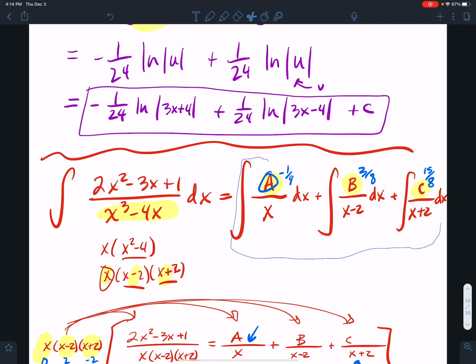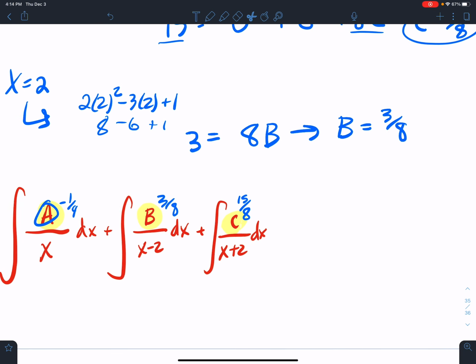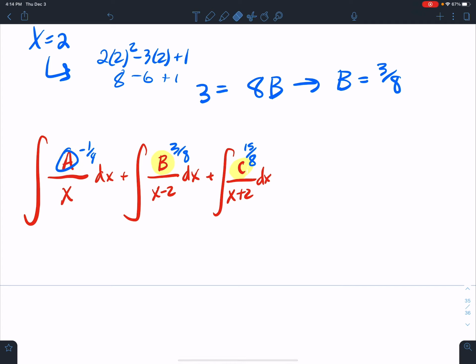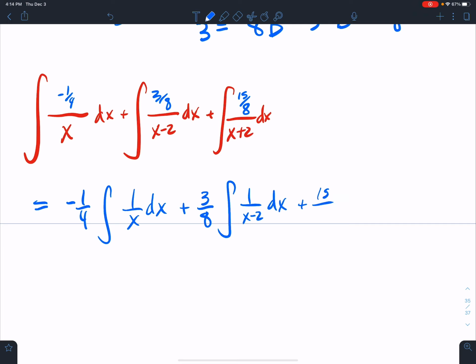Yikes. Okay, so let me try to clean that up a little bit. So when I substitute those values in, here's what I see, my constants. One thing I like to do, since it's just a constant, you can pull that out of the integrand and just put it in front of the integral here. 1 over x dx plus 3 over 8, 1 over x minus 2 dx plus 15 over 8, 1 over x plus 2 dx. Okay?